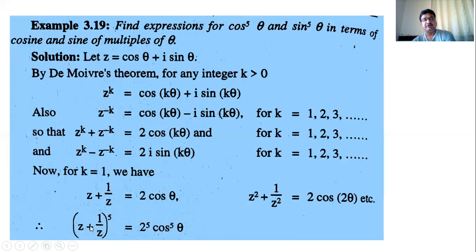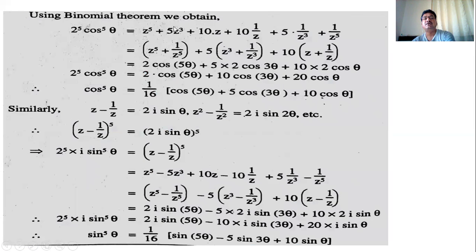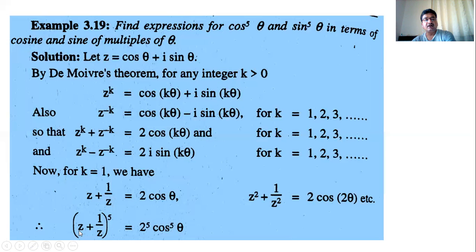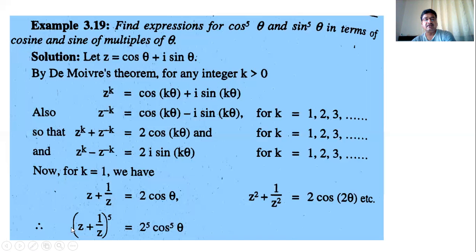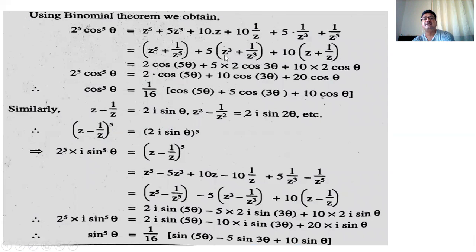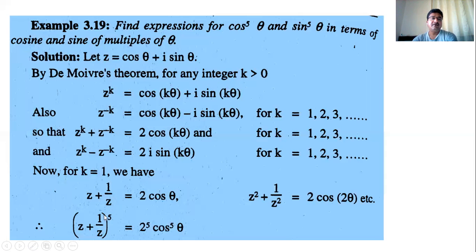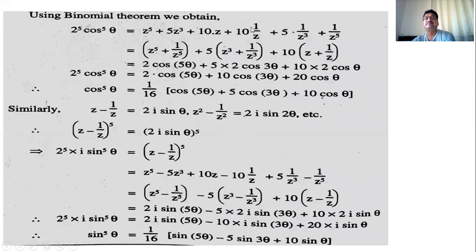Next term is 5C1, which is 5, z^4 times 1 by z, that is z^3. Then the next term is 5C2, which is 10, z^3 and 1 by z^2, so z^3 into 1 by z^2 is z. Then the next term is 5C3, again 10, z^2 times 1 by z^3, which is 1 by z.